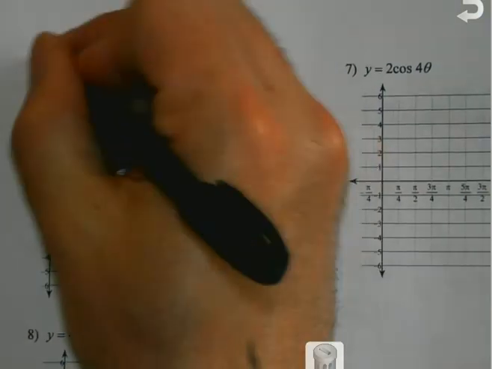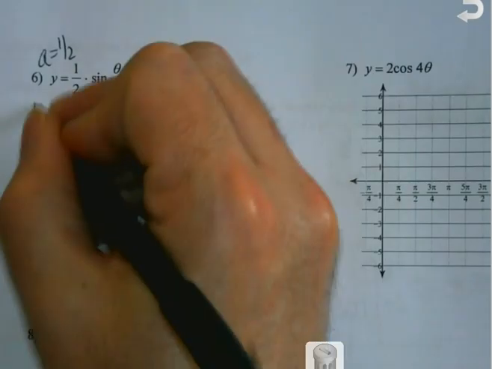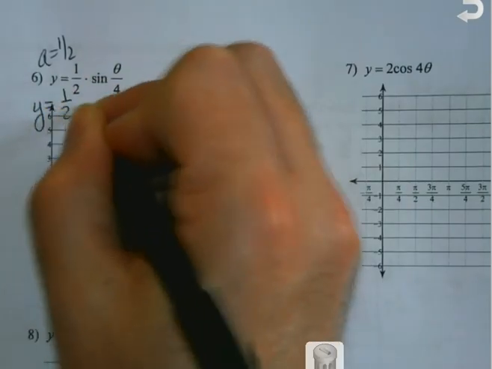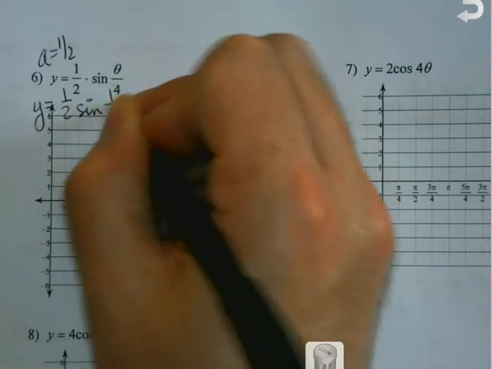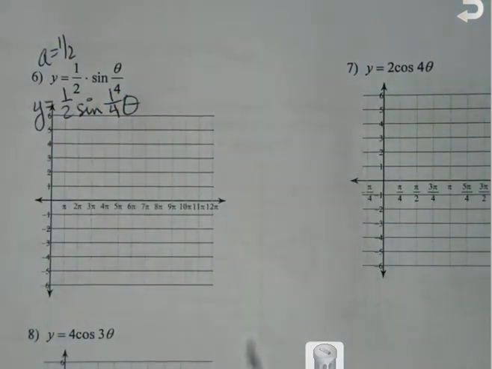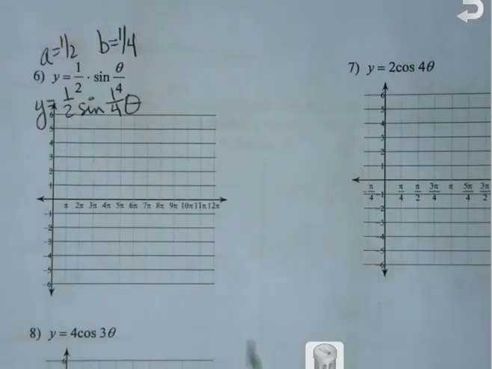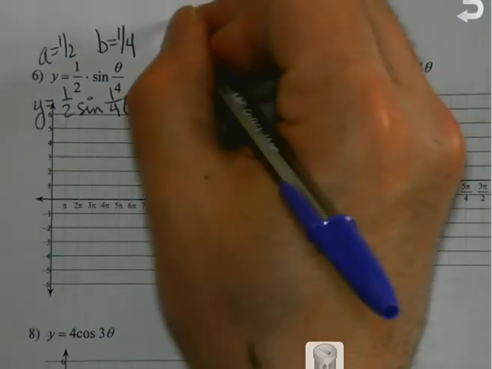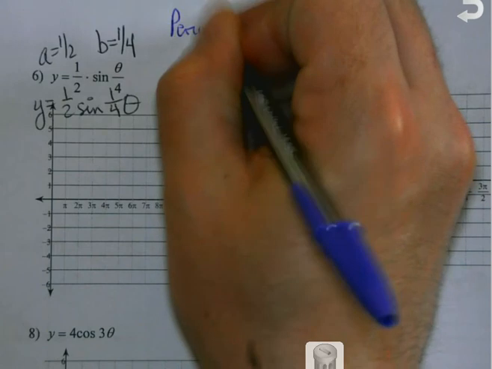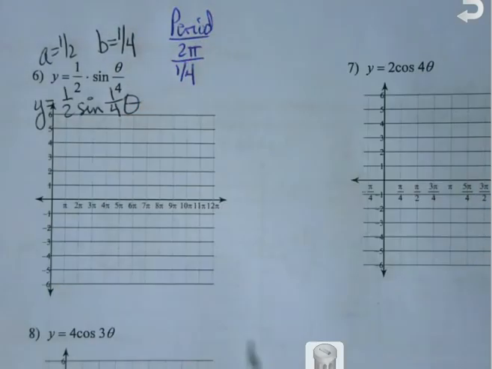So I have an a value, and I want to rewrite this one again. We've done these before, but I want to make sure it's been a couple of days. Theta over 4 is like 1/4 theta. My b value is a 1/4. So, let's see here. My period is going to be 2 pi divided by a 1/4.